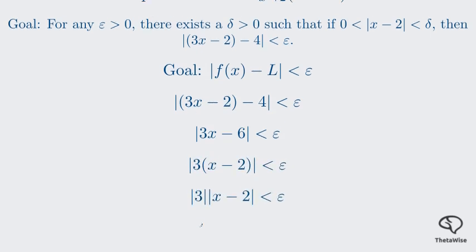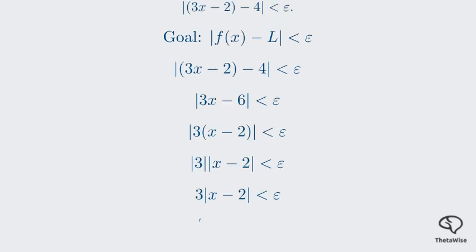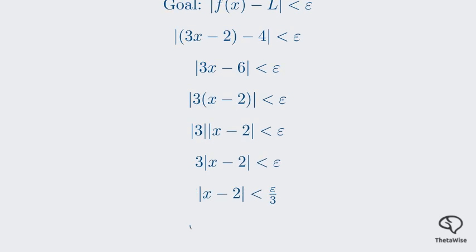3 times the absolute value of x minus 2 is less than epsilon. Dividing both sides by 3 gives us the absolute value of x minus 2 is less than epsilon over 3. This gives us our delta. If we choose delta to be epsilon over 3, then whenever the absolute value of x minus 2 is less than this delta, our original expression, the absolute value of 3x minus 2 minus 4, will be less than epsilon.